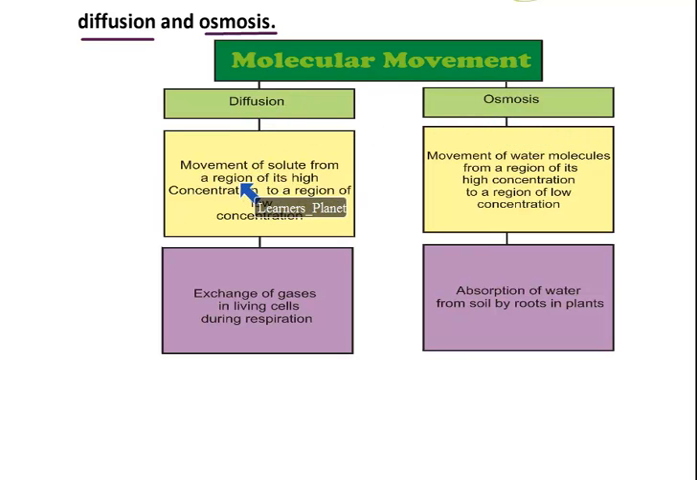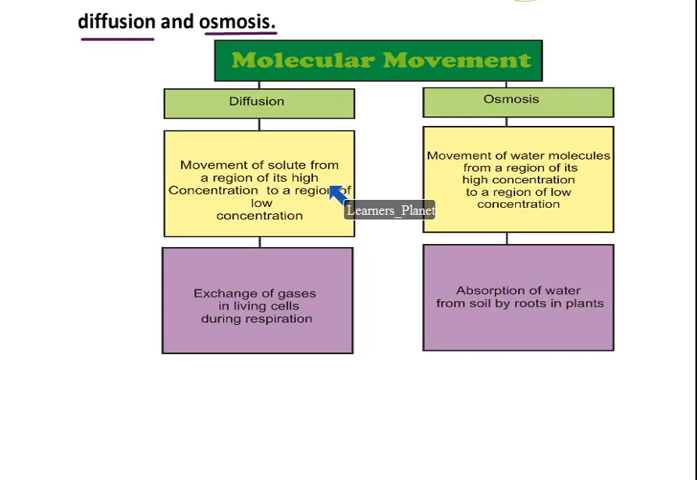So diffusion means a movement of solute particles. Mind it, diffusion is a movement of solute from a region of its high concentration to a region of its low concentration. This is how we can define the process of diffusion. We all have studied this in chemistry, so basically it is a similar process. If you keep something over there and it starts moving from a region of high concentration to a region of its low concentration, then the process would be known as diffusion.